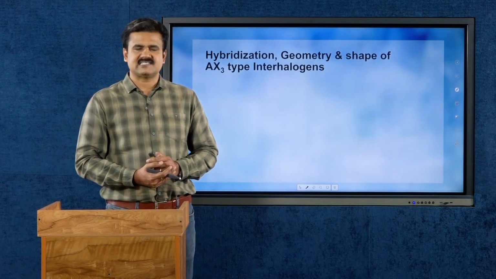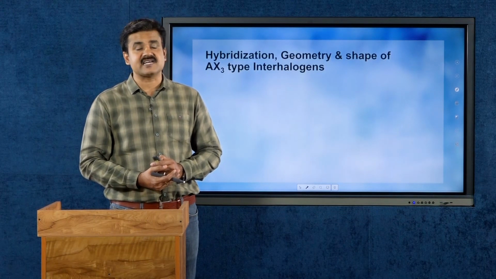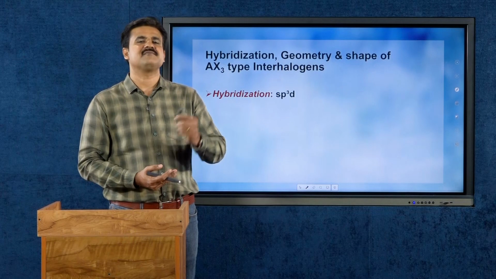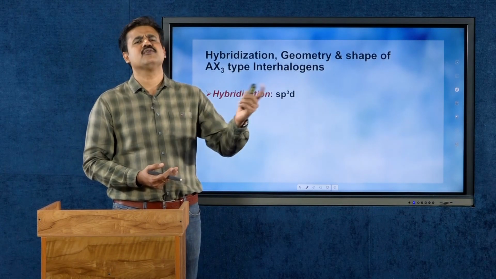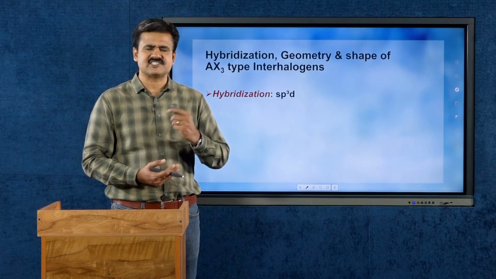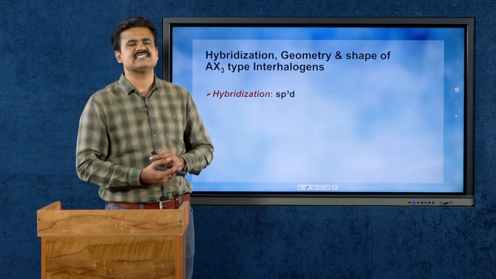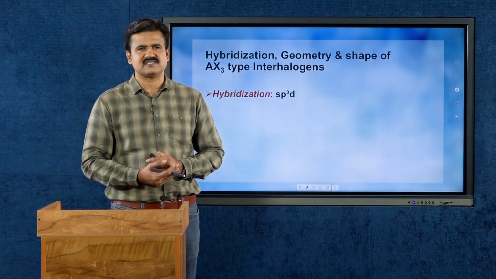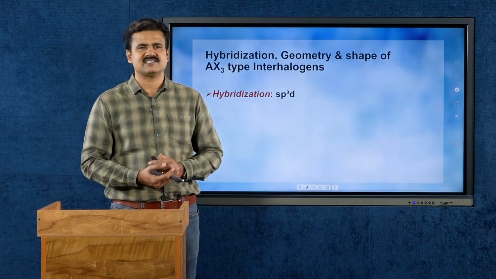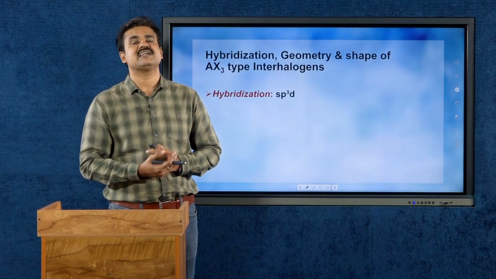Now we are discussing the hybridization, geometry and the shape of AX3 type interhalogen. It is very clear that the hybridization will be sp3d. We can prove it by using the previous equation. Hybridization H is equal to V plus M minus C plus A divided by 2. Here the central atom A is having 7 valence electrons and 3 monovalent X atoms are also present. So 7 plus 3 divided by 2, that is equal to 5. 5 orbitals take part in hybridization, that is nothing but sp3d hybridization.